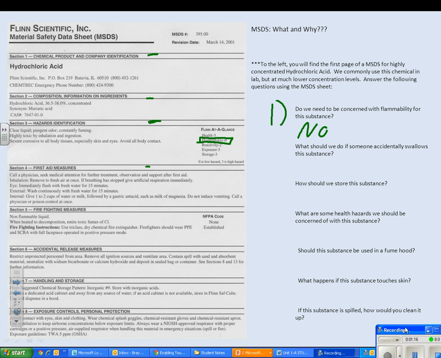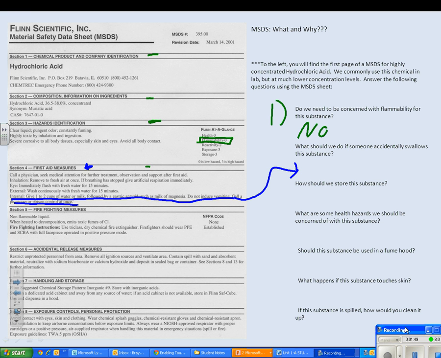What should we do if someone accidentally swallows this substance? Well, you go to section 4, first aid measures, and you see if someone swallows it, to give 1 or 2 cups of milk followed by gastric antacid, such as milk of magnesia. Do not induce vomiting and call a physician at once. It tells you exactly what to do. So I would just copy that information right there. The reason you do water and milk and an antacid and milk of magnesia, those are all bases. They'll neutralize the acid in the stomach.